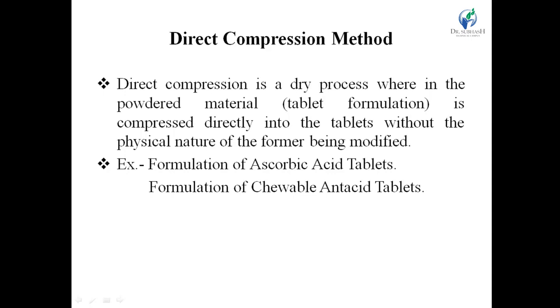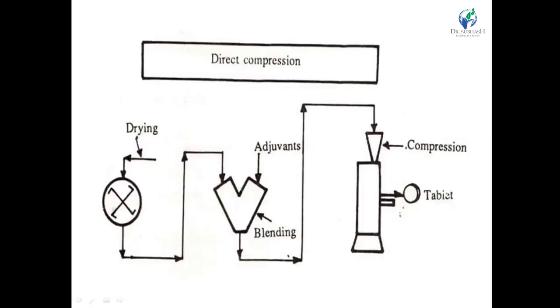Examples. First one is formulation of ascorbic acid tablets, and second one is formulation of chewable antacid tablets. Both are prepared by direct compression method. This is the flow chart of direct compression method. First, the drug is added into a mixer, and the drug is in dry form. Second, drug and excipient are mixed with the help of the mixer. Finally, the drug and excipient mixture are directly compressed with the help of a tablet compression machine, and in the last step the tablet is ejected out.